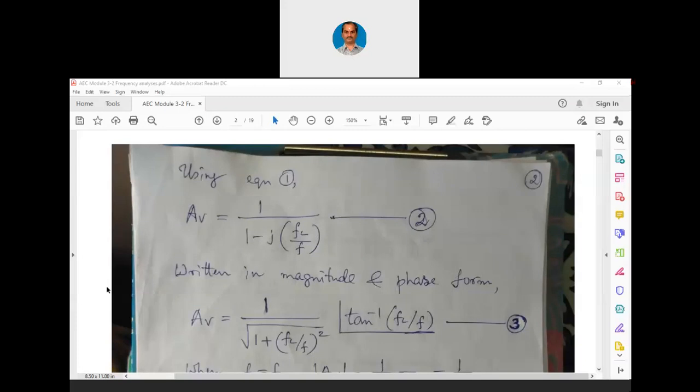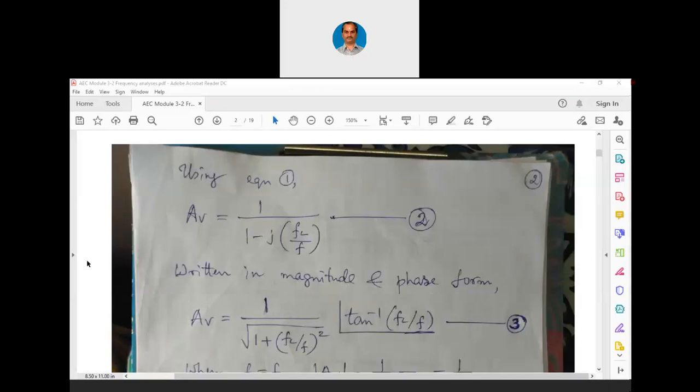Now, for this particular equation number 2, we can write it in the magnitude and the phase form, because from any given expression, we know how to write the expression for magnitude and phase. When we write it together, we can write it as AV equals 1 by square root of 1 plus FL by F whole squared, and the angle is tan inverse of FL by F. This expression is the basics of trigonometry and calculus. You have already studied this mathematical methodology. So, we write the voltage gain in terms of magnitude and phase.